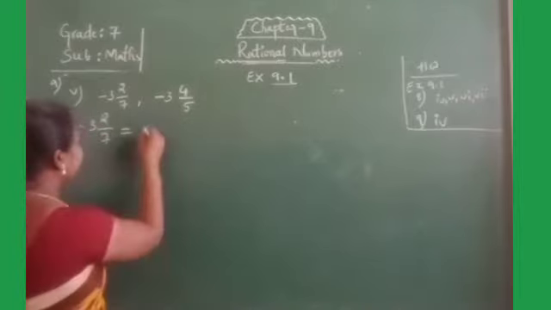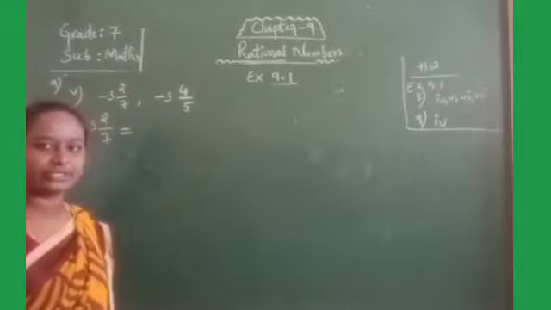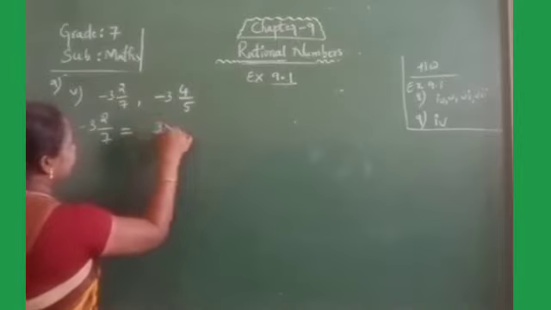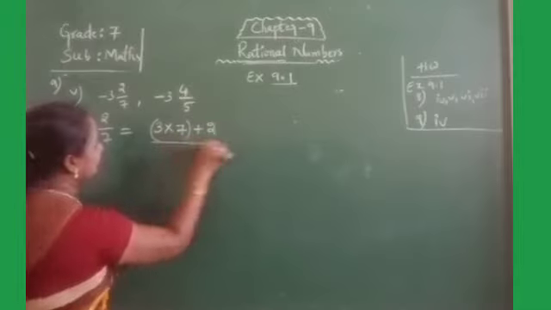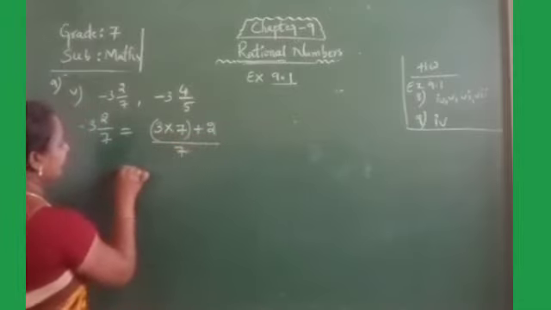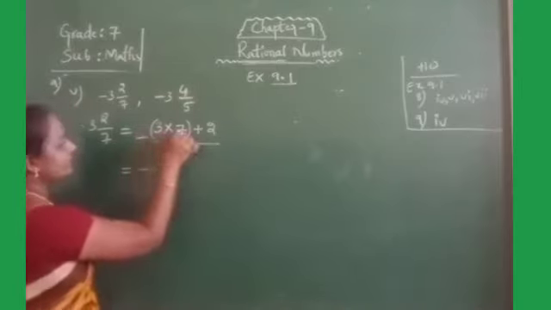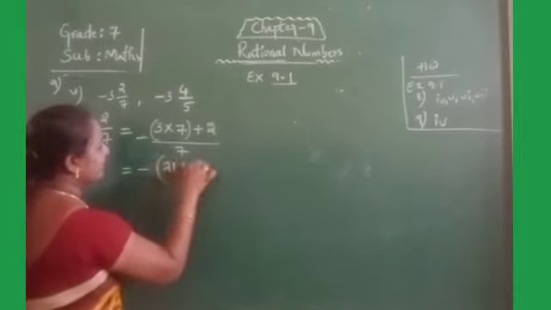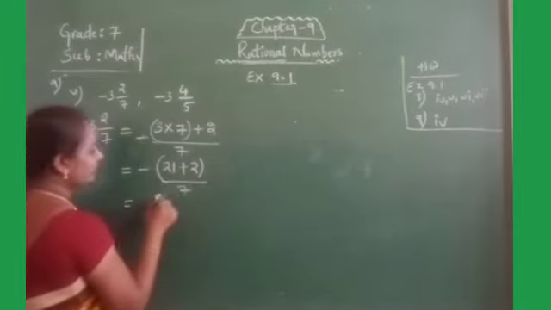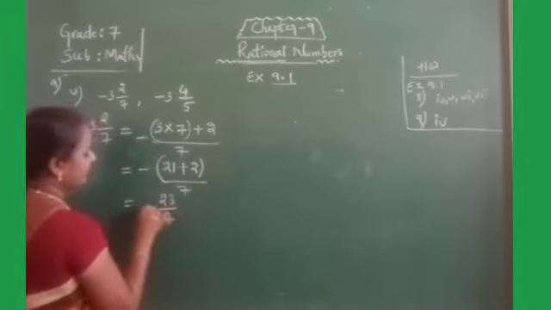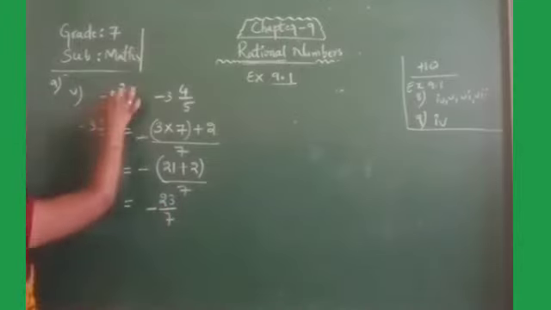See how to write the mixed fraction as an improper fraction. The whole part, that is 3, into the denominator, plus the numerator, that is 2, over the denominator, that is 7. Here minus is there, so we have to mention minus. Next, 3 sevens are 21, plus 2, by 7. 21 plus 2 is 23 by 7, that is minus 23 by 7. This is the improper fraction of minus 3 2 by 7.